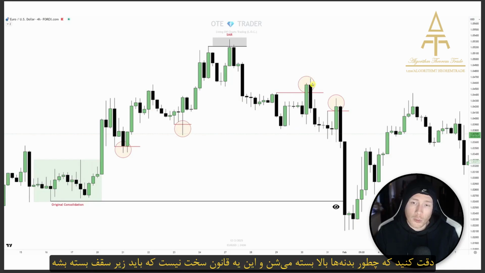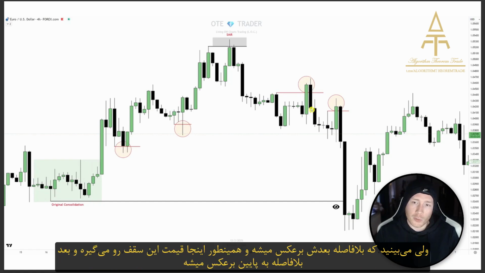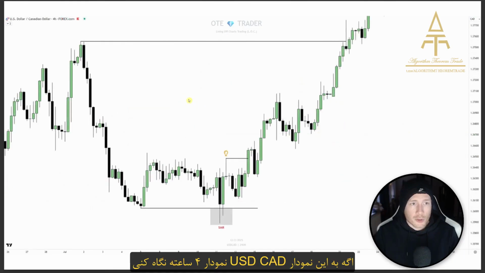And notice how the bodies close above, and that it's not a hard rule that it needs to close below the high, but you can see it immediately reverses afterward as well. And same thing over here, price takes out this high and then immediately reverses down. So if you look at this USD CAD chart, 4-hour chart, same thing over here.